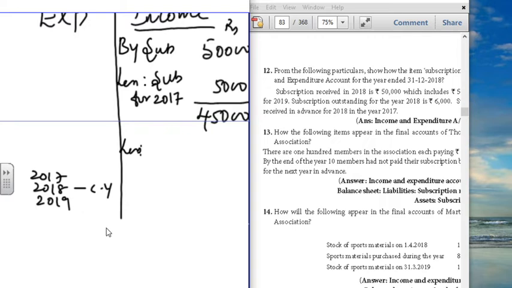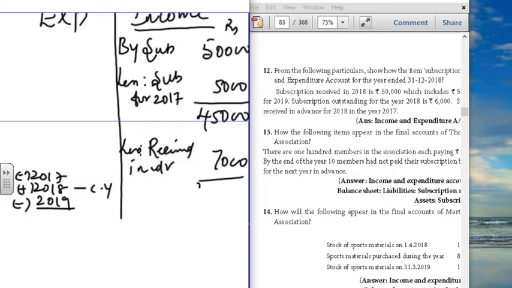Next, less 7,000 for 2019. 17 is minus, 19 is the future year, minus. So less received in advance. Received in advance is nothing but an amount. How much is the amount? 7,000. It is for the future year. So it is going to be 38,000. And next, add subscription.